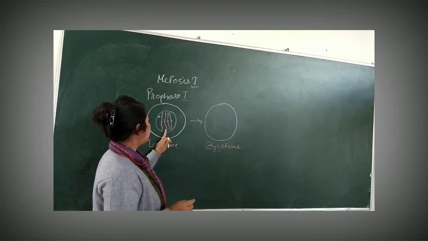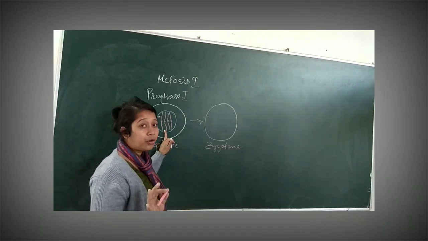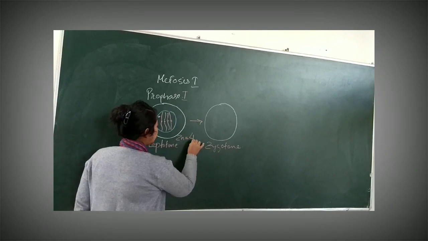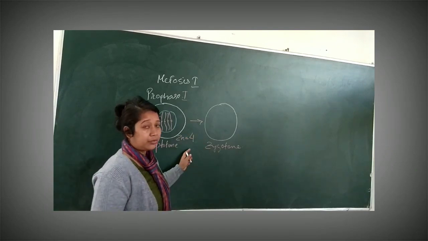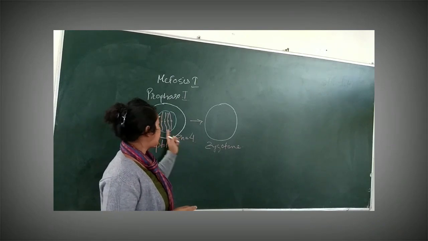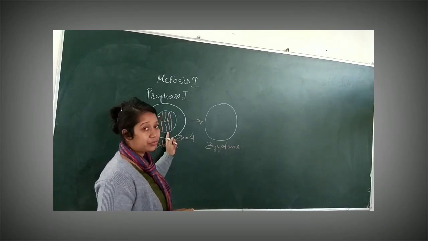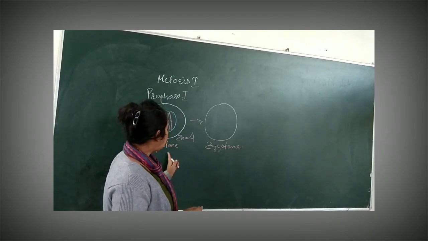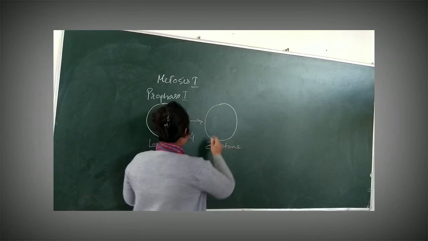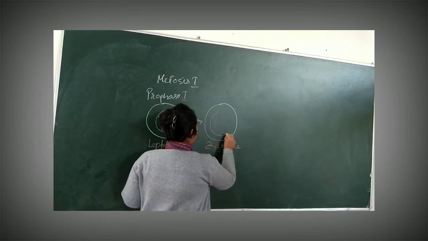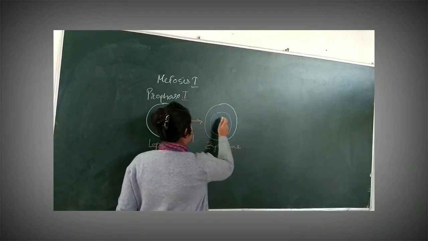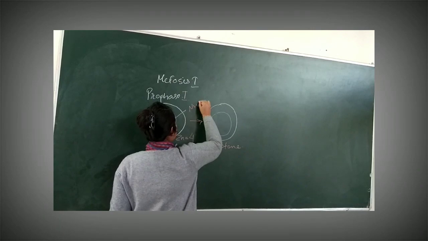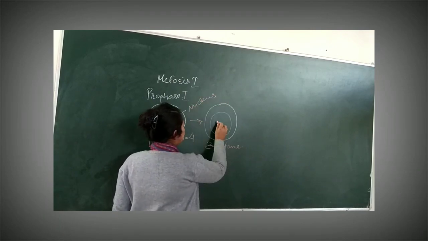Here I have considered a total of 4 chromosomes. That is, the total number of chromosomes is in diploid form, 2n equal to 4. So this is the parent cell with 4 chromosomes. Now what will happen in the zygotene stage? Leptotene is followed by zygotene. So here again the nucleus. This is the nucleus again.